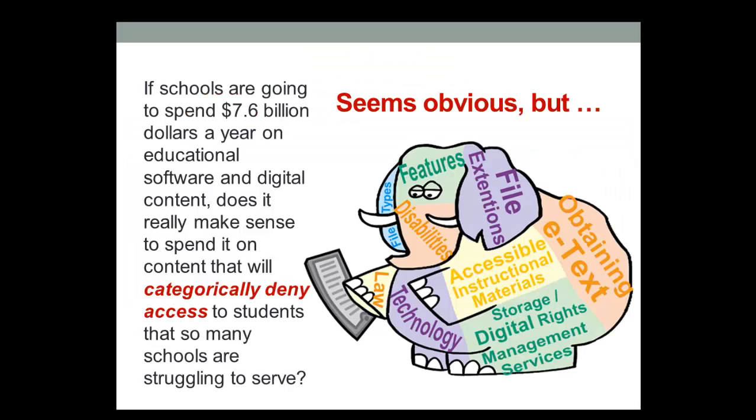So let's get back to the elephant in the room. If schools are going to spend $7.6 billion a year on educational software and digital content, does it really make sense to spend it on content that will categorically deny access to students that so many schools are struggling to serve? Let's think about this logically for a minute. Purchasing inaccessible content just doesn't make sense.